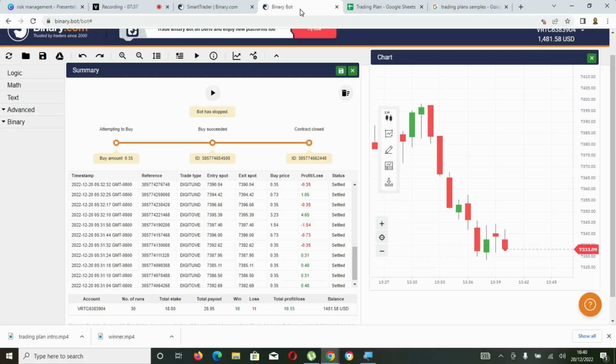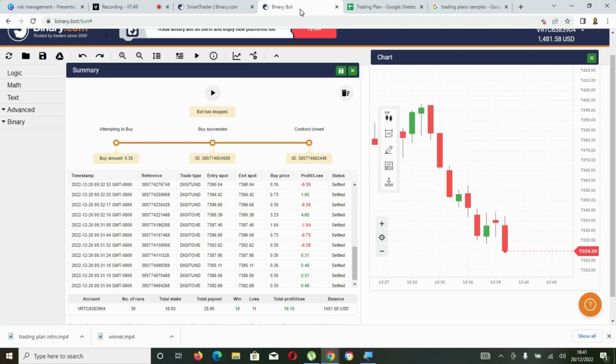I will go into my demo account and analyze 10 trades. If I see there are many losses, then I will not go into the trade. But if I see we have more wins, then I will go and start trading.